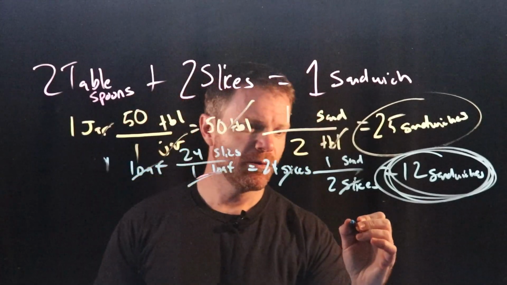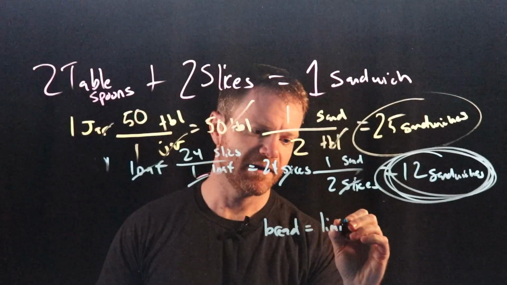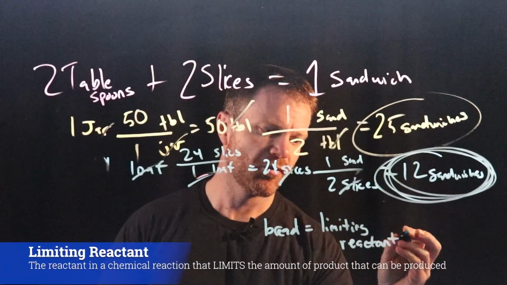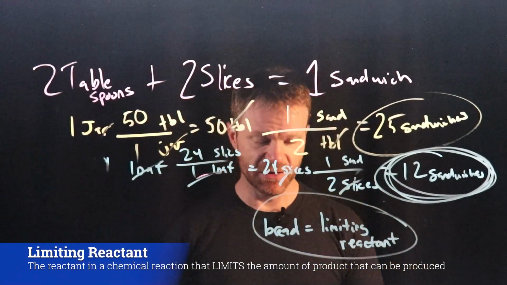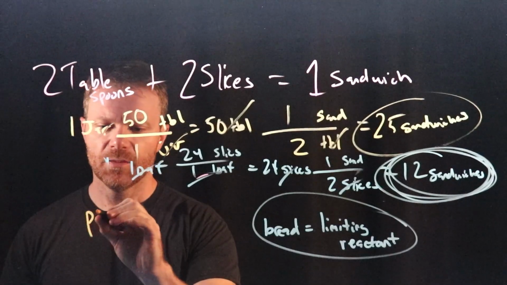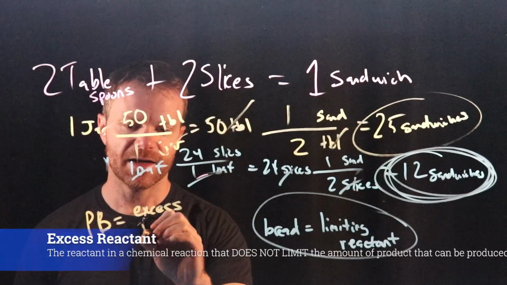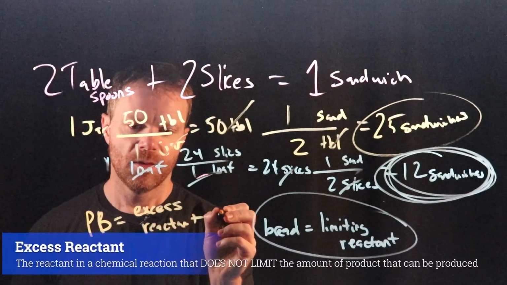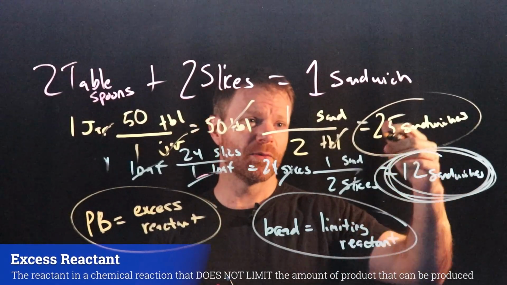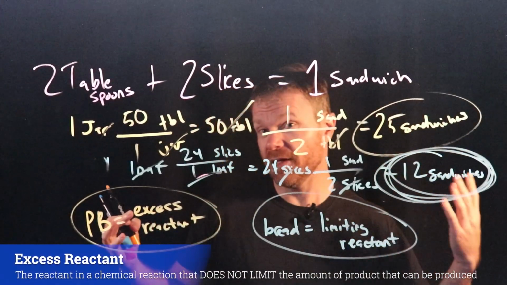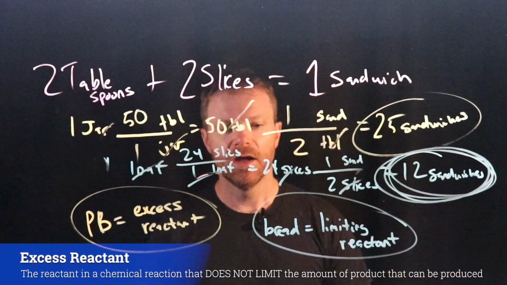Okay, in chemistry, we call the bread our limiting reactant. Because the bread is what's limiting us. It's what's preventing us from making more sandwiches. Our PB, peanut butter, in chemistry, we would call that the excess reactant. Because we have excess peanut butter. We have enough peanut butter to make 12 sandwiches, and then we still have a bunch of peanut butter left over. Basically enough peanut butter to make another 13 sandwiches, right? 25 minus 12 is 13.